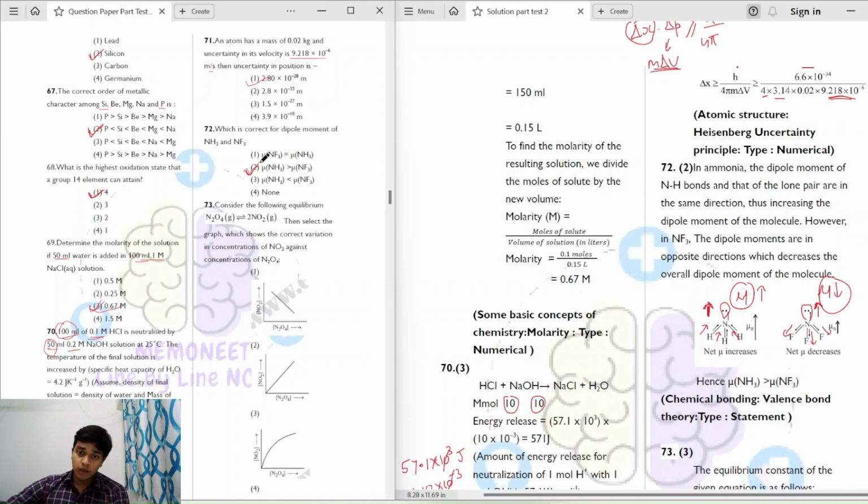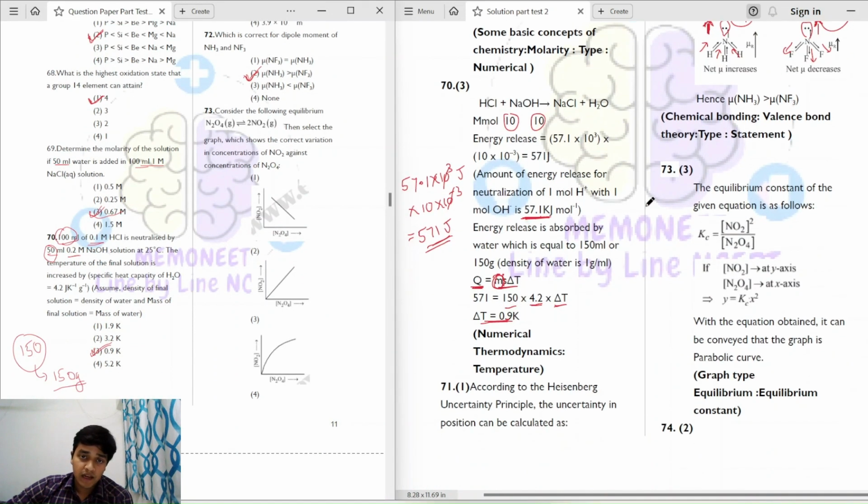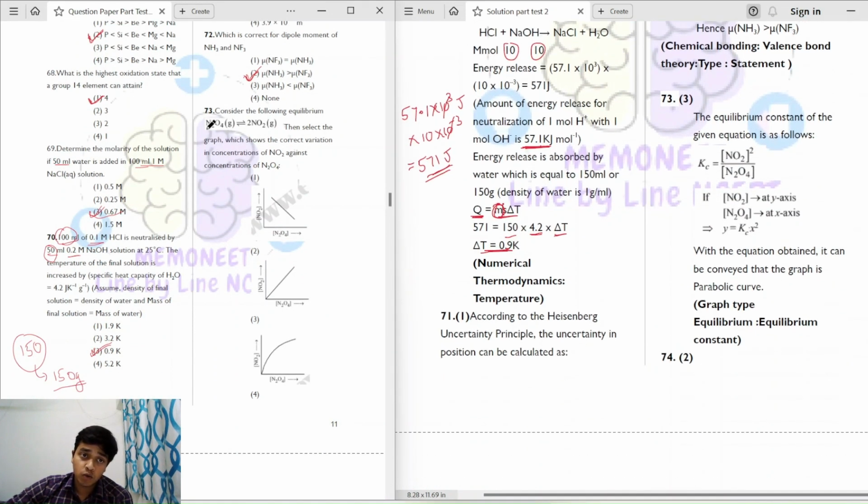Okay. Moving on to the next question. The question says, consider the following equilibrium. We have the equilibrium as N2O4 gas, and it is in equilibrium with 2 moles of NO2 gas. Then select the graph which shows the correct variation in concentrations of NO2 against the concentrations of N2O4. For this equilibrium, if we write the equilibrium constant, it will look like this: Kc, which is equal to concentration of NO2 raised to the power 2 divided by the concentration of N2O4.